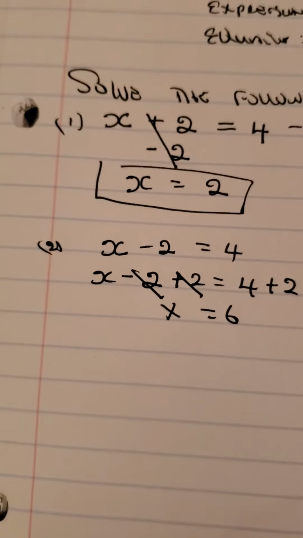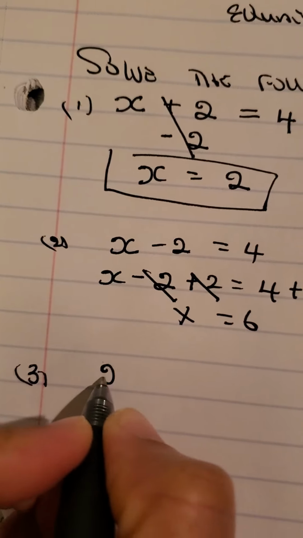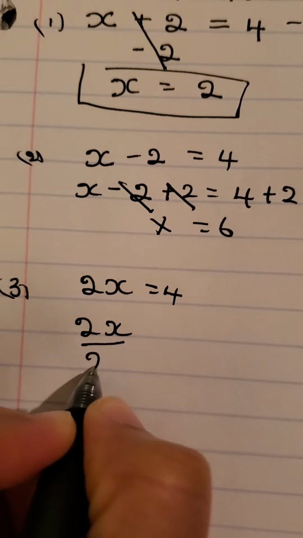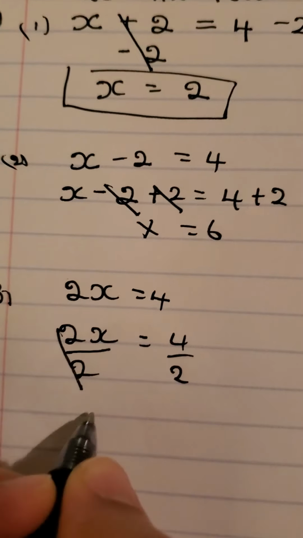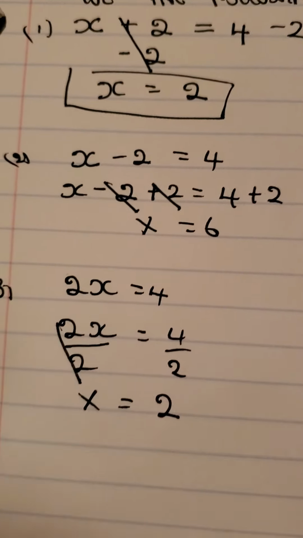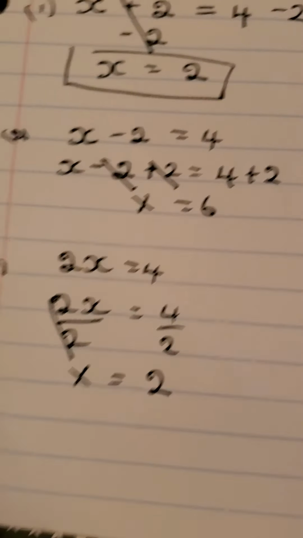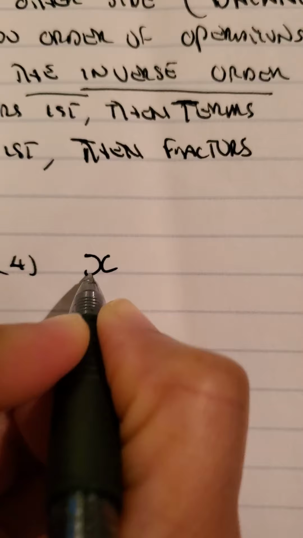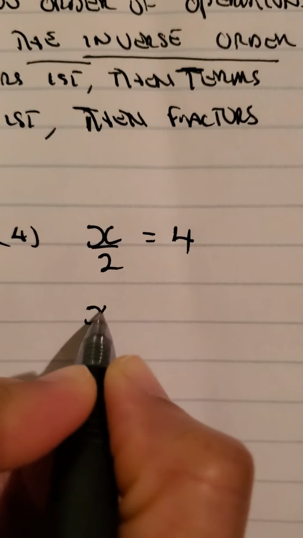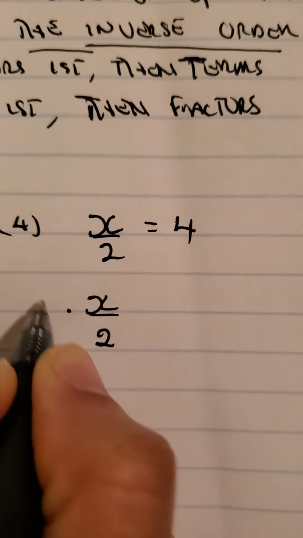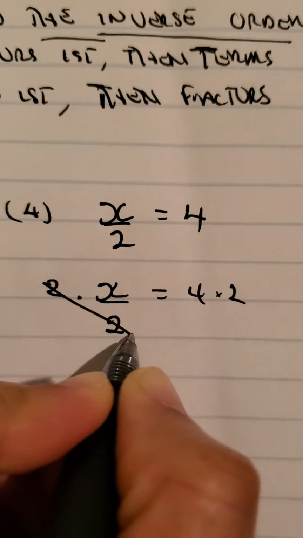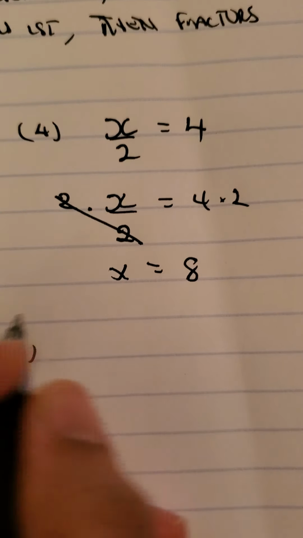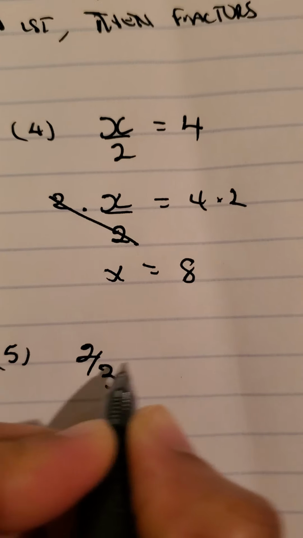Now here I have another problem. I have 2x is equal to 4. I need to solve for x. What I'm going to do is divide both sides by 2. So I have x equal to 2. And here I'm going to have my equation, which says x over 2 is 4, or x divided by 2 equals 4. So I'm going to multiply both sides by 2. So x equals 8.